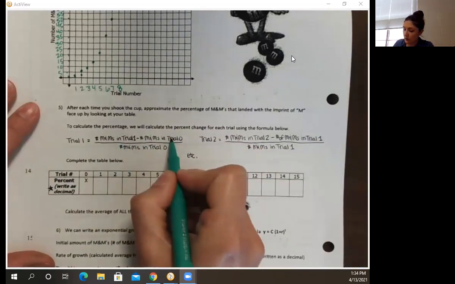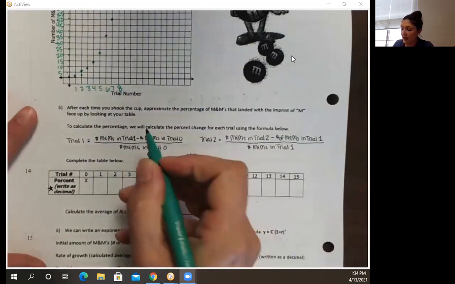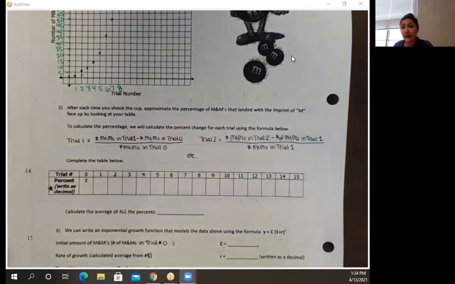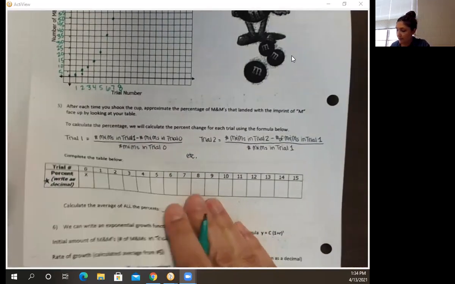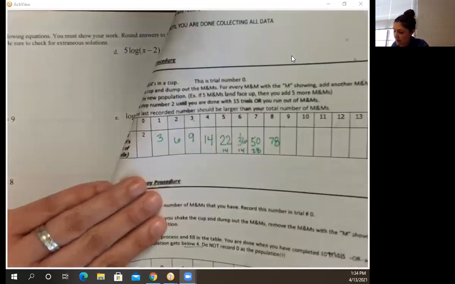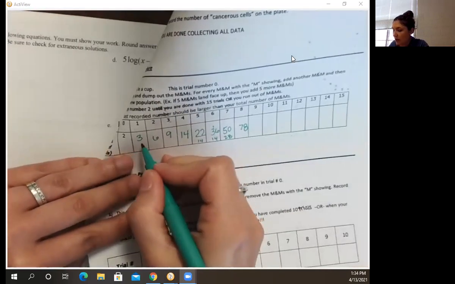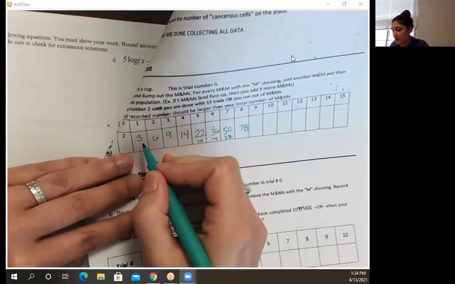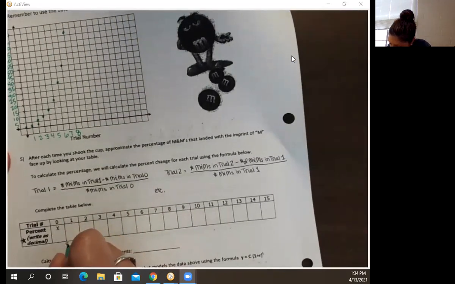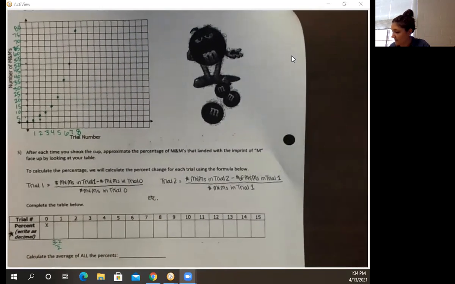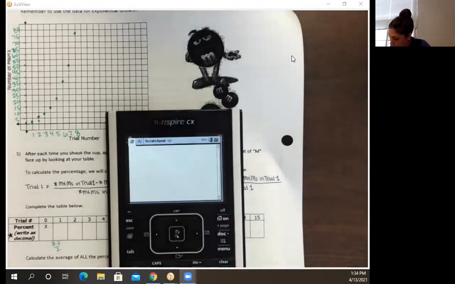So new minus old divided by old. So we're looking at the percent increase for each of our new trials. For our first data point here, we started with 2 M&Ms. Our new amount was 3, so it would be 3 minus 2 divided by 2. I've got my calculator here to help me out.